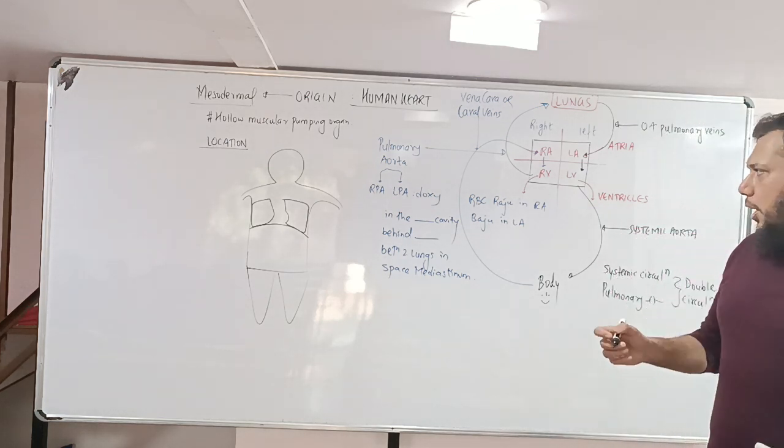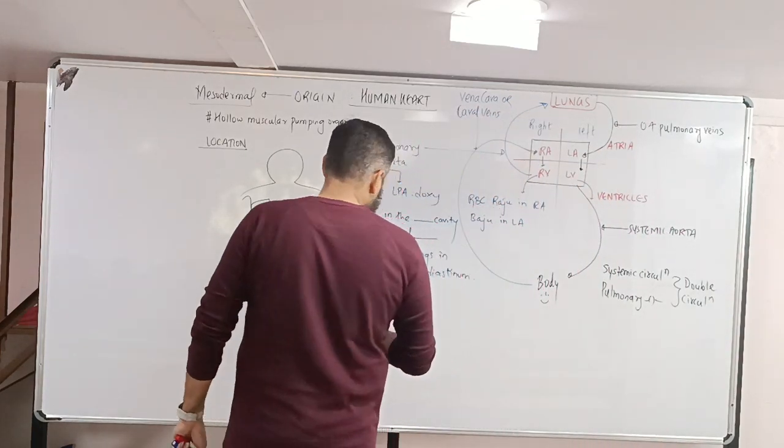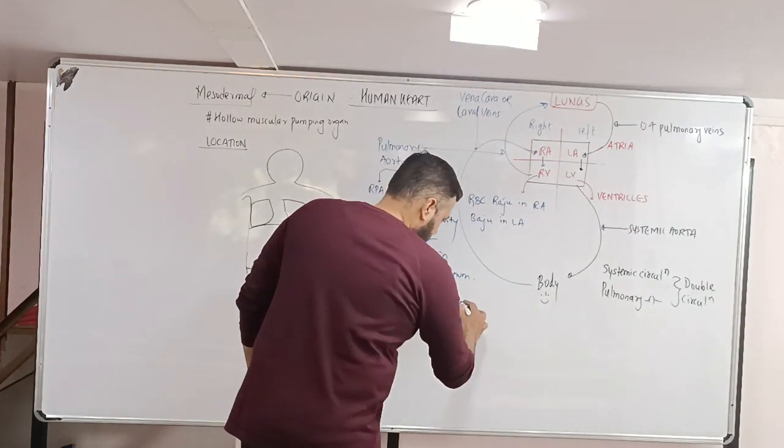Now, the human heart is roughly conical in shape. How is the human heart? Roughly conical in shape.